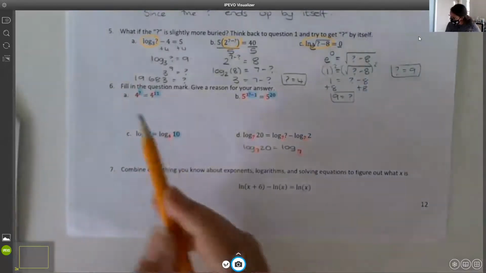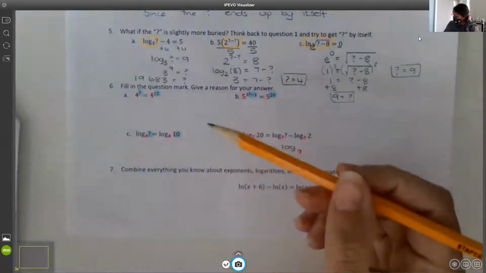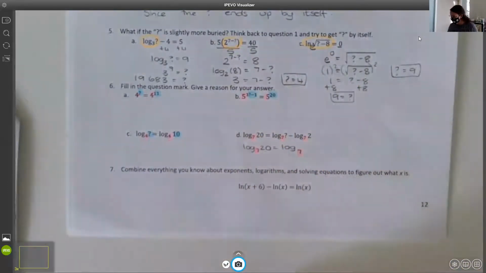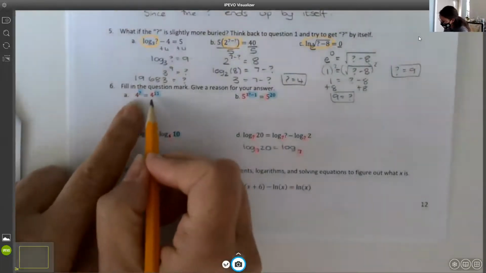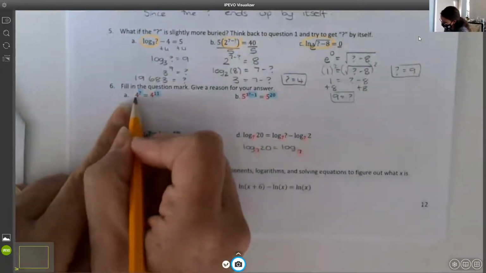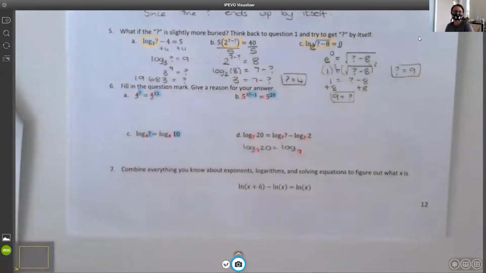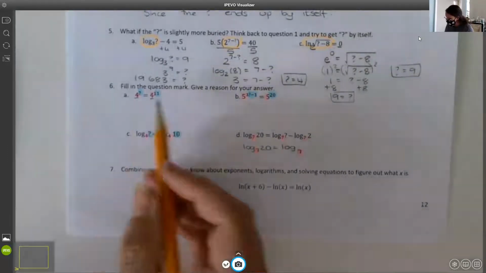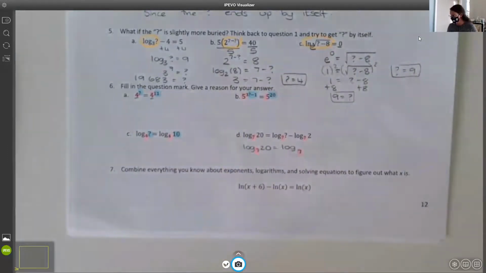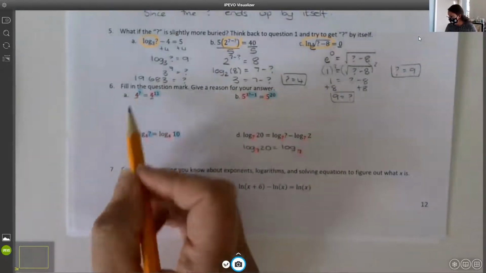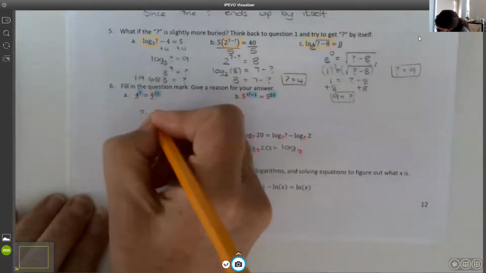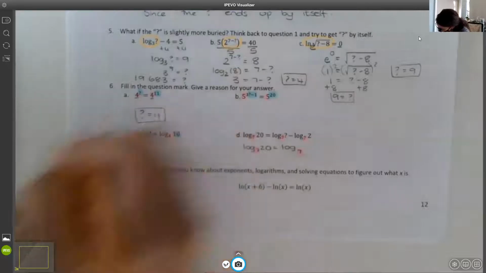All right, the next set of questions here in question number 6, we're going to use something that's called the one-to-one property. And the one-to-one property basically says, if you have an exponential equation and the base on one side is the same as the base on the other side, and then they're raised to exponents, it means the exponents have to be equal to each other. So if 4 to the power of some unknown thing is equal to 4 to the power of 11, that unknown thing has to be 11.